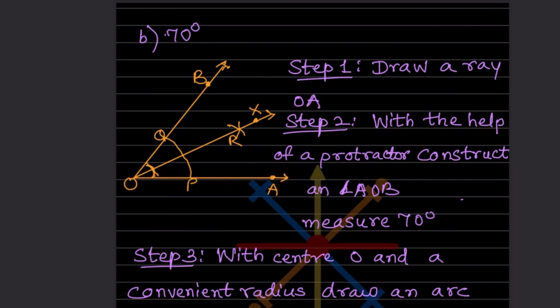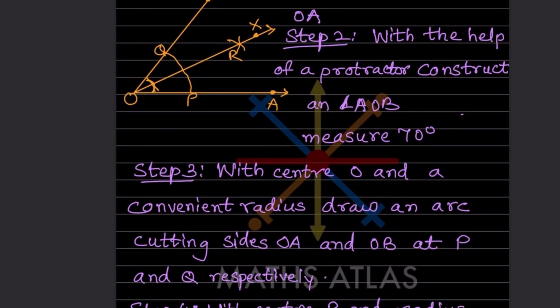Then with the help of a protractor, construct an angle AOB. Now see, I have to construct this angle, and it should be 70 degrees. So with center O, you take any convenient radius and draw an arc. You can name the points anything; I put here P and Q. So draw an arc cutting sides OA and OB at P and Q respectively.